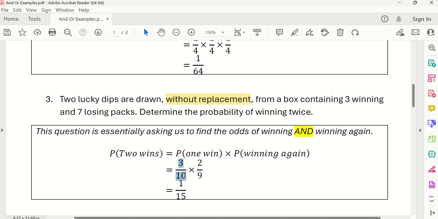So my odds of 1 win are 3 out of 10. Yeah, 3 winning, 7 losing. My odds of winning the second time, though, have changed because it's without replacement. There's only 2 winning tickets left because I got one of them already. So now there's only 2 winning tickets left out of 9 tickets in total. So 3/10 times 2/9 would give me 1/15.